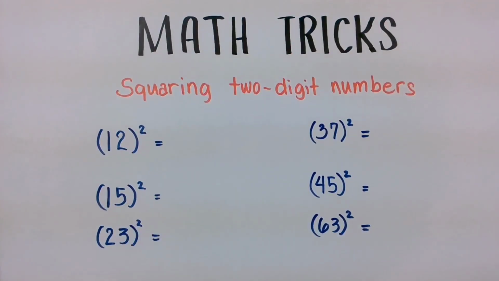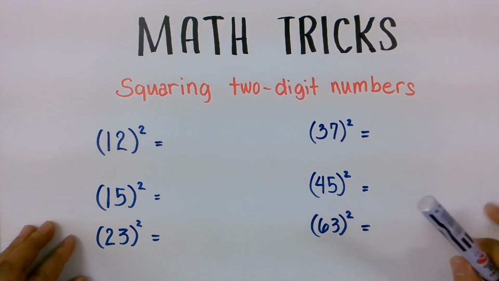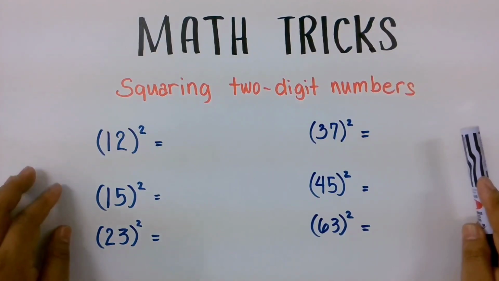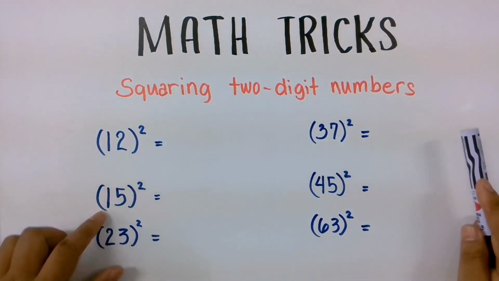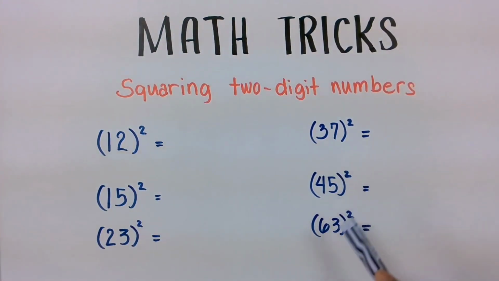So, ngayon naman, katulad ng pinramis ko kanina, tuturuan ko kayo ng bagong math tricks na kung saan magagamit ninyo para sa mas mabilis na pag-compute ng numbers. Eto, panoorin ninyo. Okay, so mga kasipnayan, gaya ng ipinangako ko sa inyo kanina, tuturuan ko kayo ng bagong math tricks. And ang tricks natin ngayon ay squaring 2-digit numbers. Okay? So we have 6 examples here. So we have 12 squared, 15 squared, 23 squared, 37 squared, 45 squared, and 63 squared.